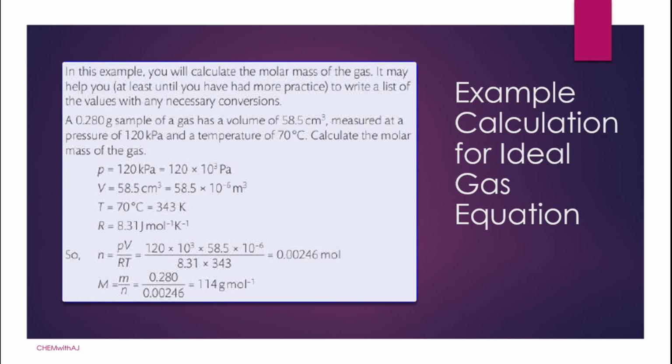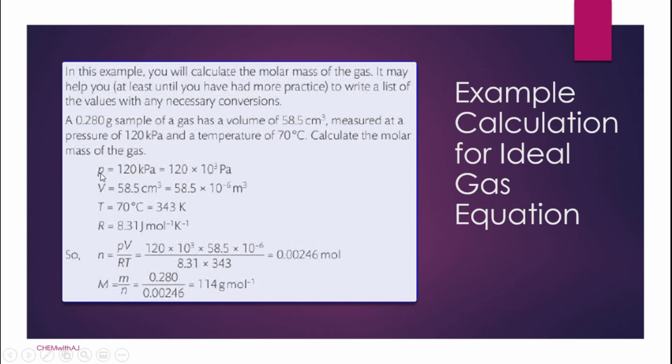Next, we'll do an example calculation for the ideal gas equation. In this example, they're asking us to calculate the molar mass of the gas. They have told us that a gas of mass 0.28 grams has this much volume, measured at a pressure of 120 kilopascals and a temperature of 70 degrees Celsius. To calculate the molar mass, using these data and the PV equals nRT equation, we can find n, the number of moles of the gas.